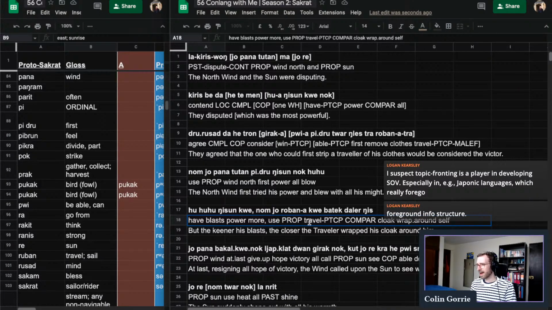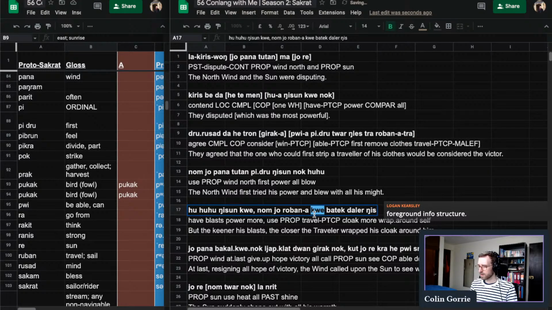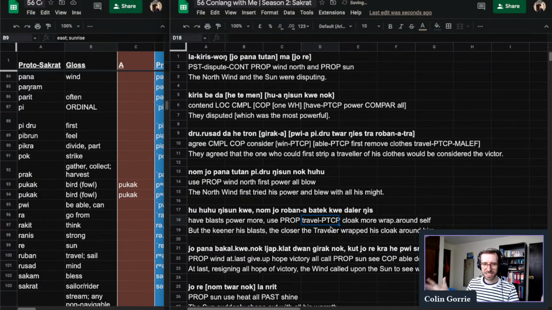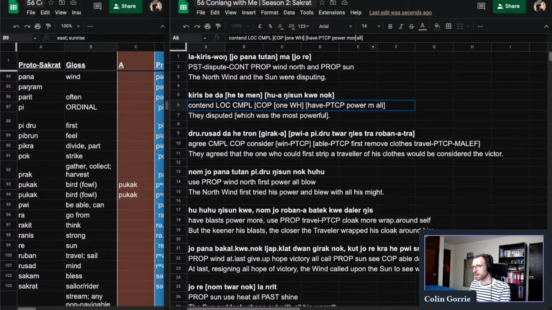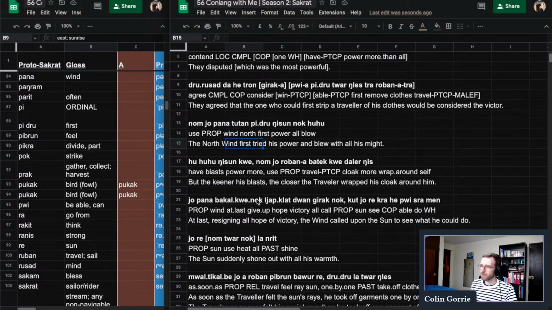Use the traveler the cloak more wrapped around himself. To wrap around himself. Okay, so then let's put this over here. I don't know why I'm making these decisions. I'm purely flying by instinct right now. Hu ngisunque nomyo robana bateque dalernis. But I think it works out okay. I'm going to remove this que. So I'm going to gloss it as more or more than, depending for this language.